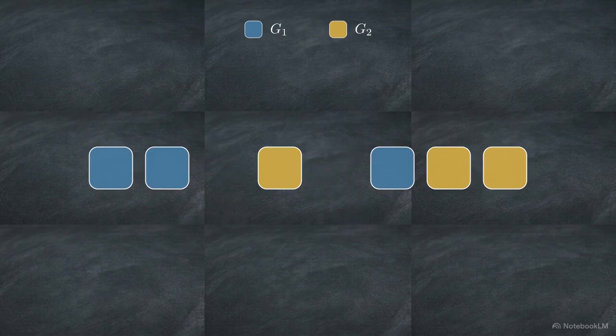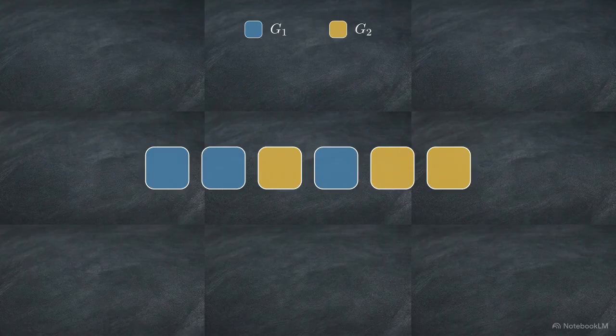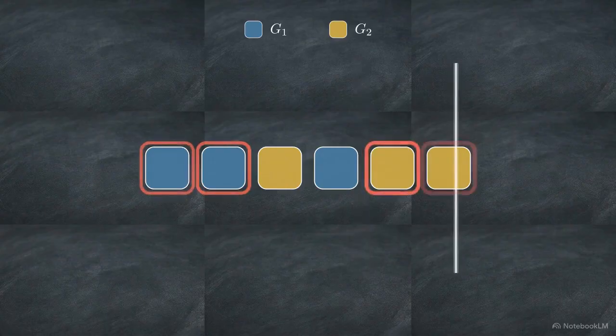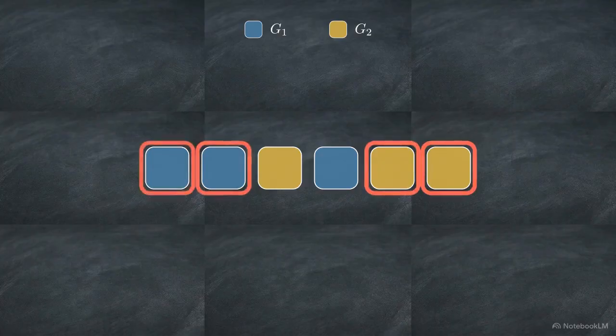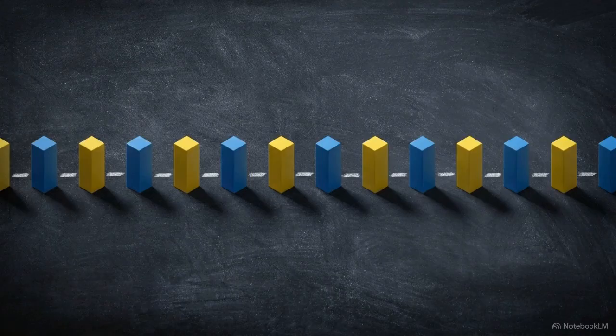First, any element representing an identity is struck through and removed from the string. Second, adjacent elements in the string cannot come from the same group. You cannot have two blue elements or two yellow elements side by side. A valid reduced word is simply an alternating sequence of elements from these distinct parent groups.